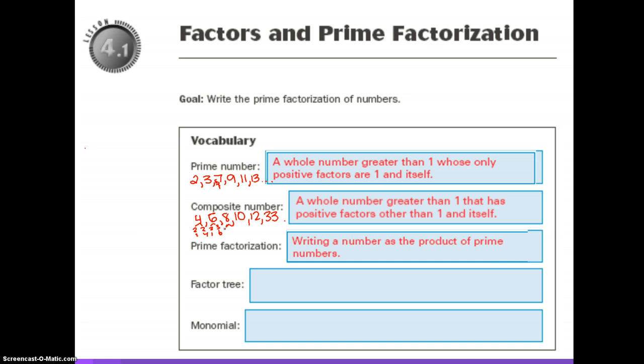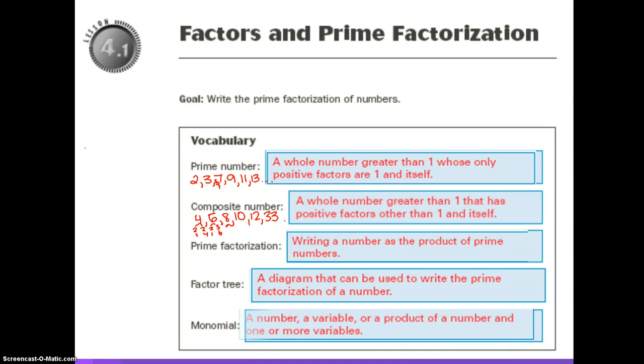Prime factorization is writing a number as a product of prime numbers. I will show you how to find prime factorization later in this section. To find prime factorization, we use a factor tree. It's a diagram that's used to write the prime factorization of a number.